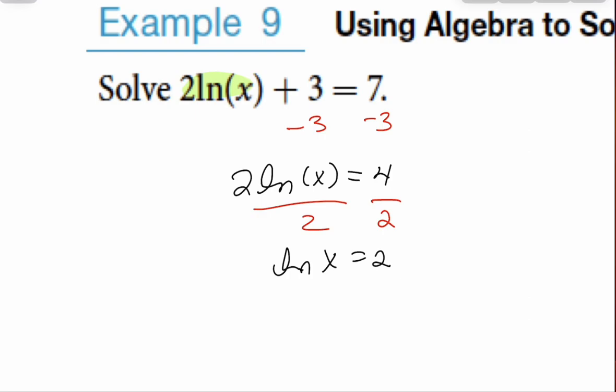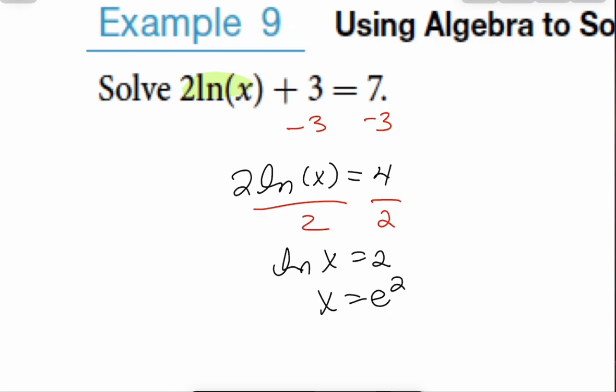Now, this becomes just something to switch. A natural log is an e. So if there's a natural log on the left, put an e on the right. So x is e squared. X is going to be e squared.